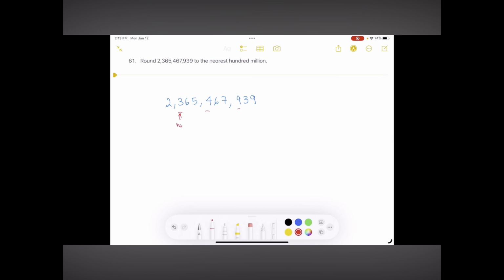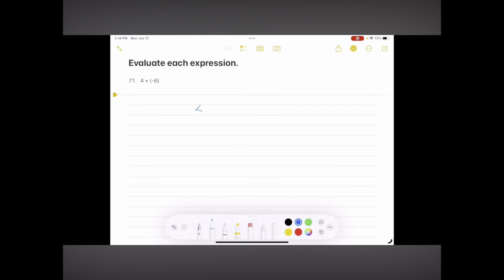We look at the digit to the right of that, which is 6, which is greater than 5, so we need to round up. Nearest 100 million would then be 2,400,000,000. And box your answer.